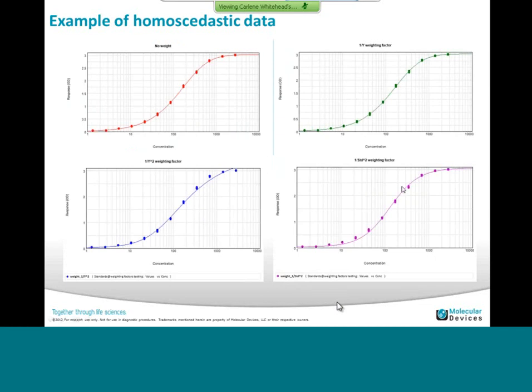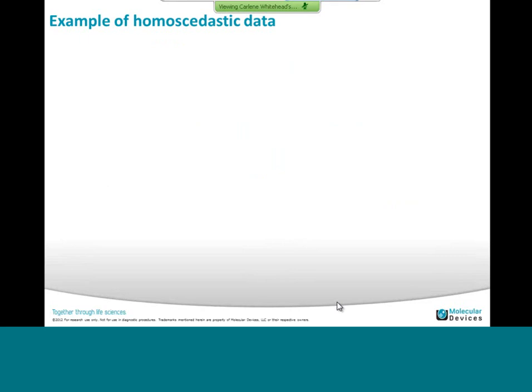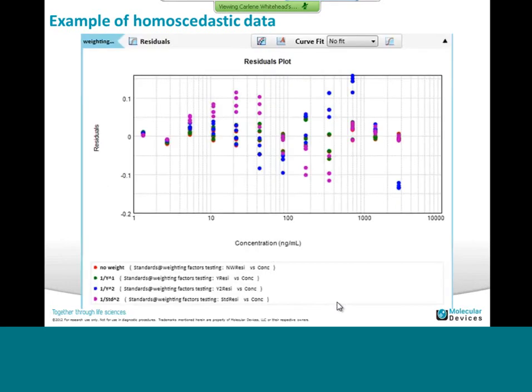With 1 divided by the standard deviation square, more weight is applied to the points with a lower standard deviation, which is at the top of the curve, so at high concentration, and my curve is moving away from the point at low concentration. Just looking at those two graphs, I can clearly see that those two weighting factors are not going to be good for my curve, and therefore it will be either no weight or 1 divided by the response.